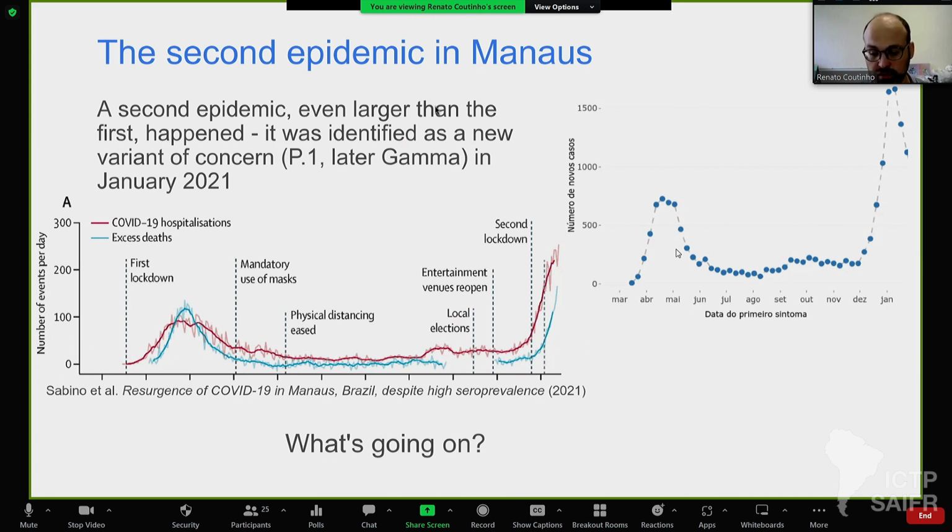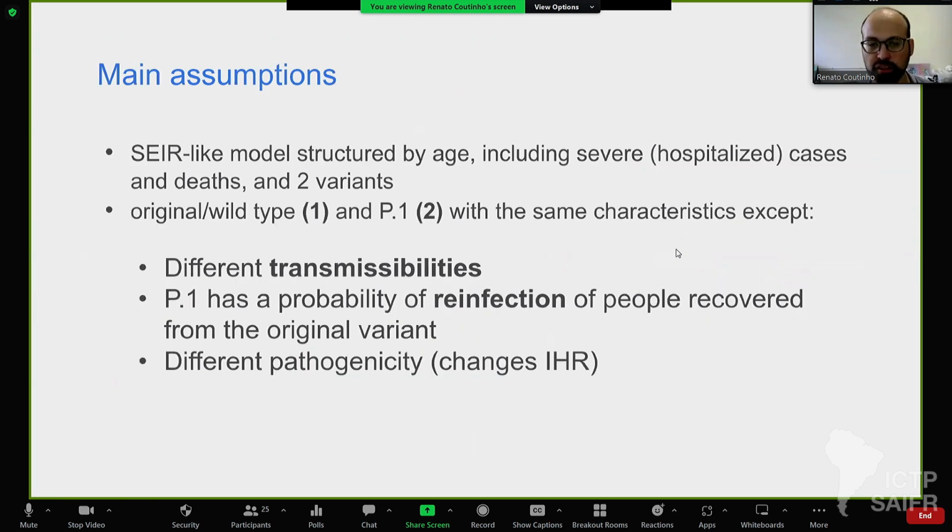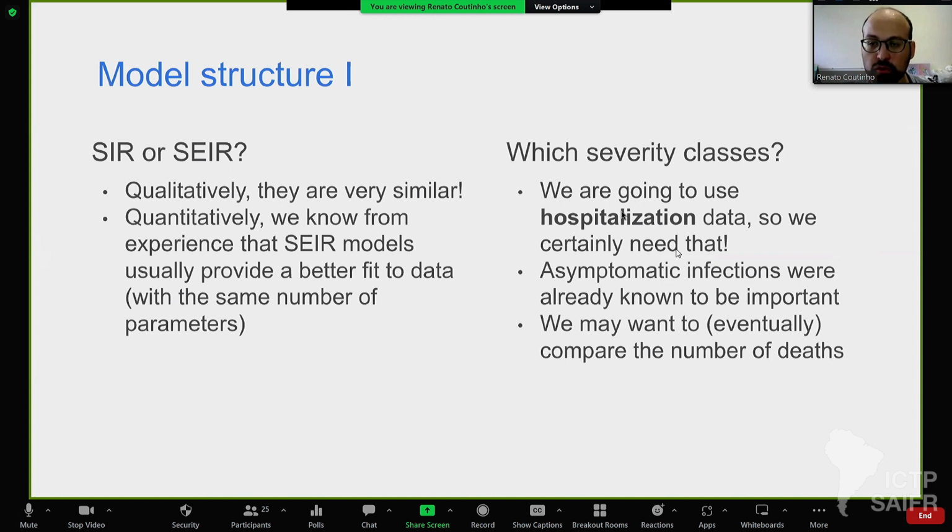This is what is called nowcasting, but I won't go into details here, right? So we were at the time already using corrected data. We got the raw data and nowcasted it to have an estimate of the real number of hospitalizations, right? But anyway, going back here, what we do have is hospitalization data, right? So in order to compare data to models, we have to have something in the model that corresponds to the data that we have, right? So we certainly need that, right?